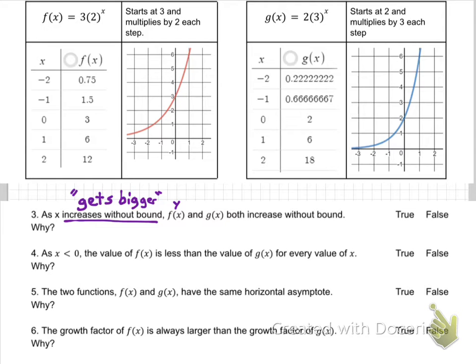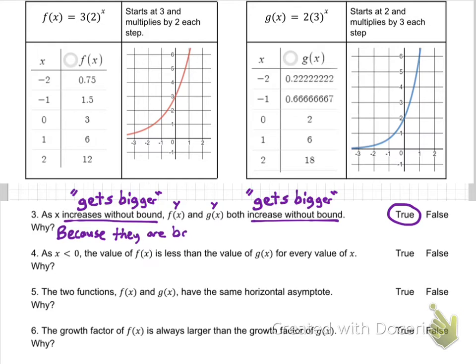All right, you answer it. So remember that f of x and g of x, that is talking about the y values. And as x increases without bound, that is true. A good explanation is because they are both exponential growth functions. And that means they're going to get bigger and bigger as you go to the right, as x gets bigger.